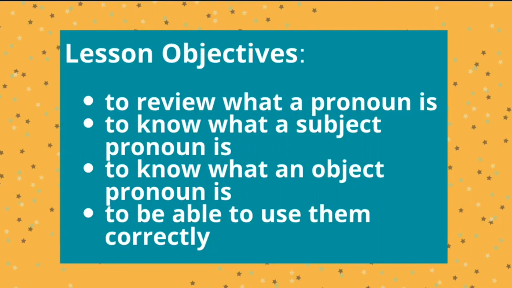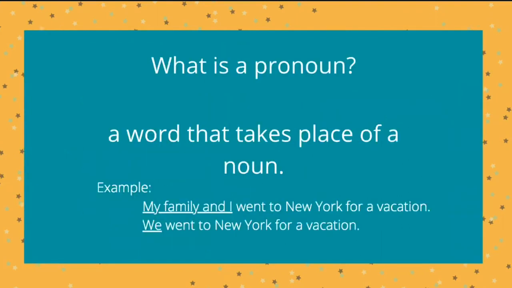So to begin with, let us have what is a pronoun. A pronoun is a word that takes place of a noun. For example, we have here, my family and I went to New York for a vacation. Instead of using my family and I, you can say we went to New York for a vacation. So we here is a pronoun that actually took the place of the noun that we have here.